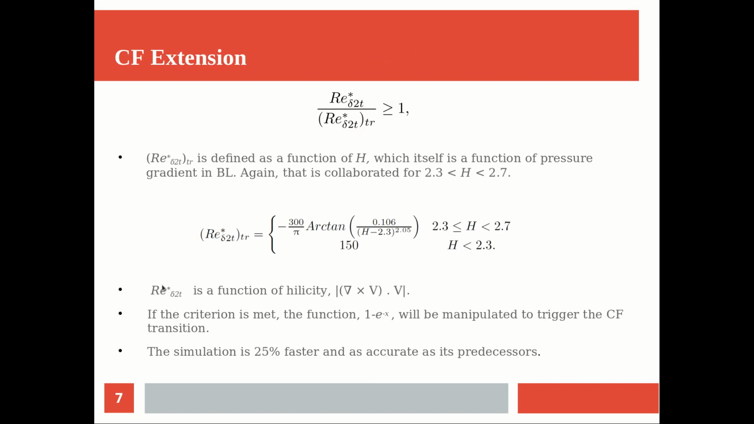The numerator actually will be calculated based on helicity. When the helicity is 0, the boundary layer will be 2-dimensional. When the helicity is non-zero, the boundary layer will be 3-dimensional. If the criterion is met, as I said before, cross-flow transition will happen, so the simulation will be at least 25% faster and as accurate as its predecessor.